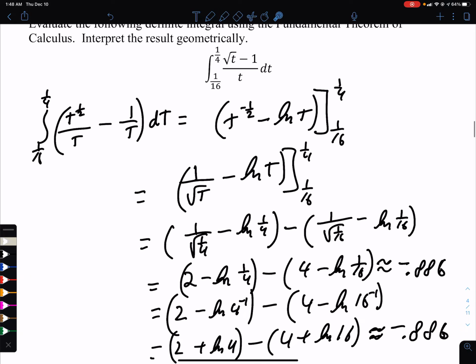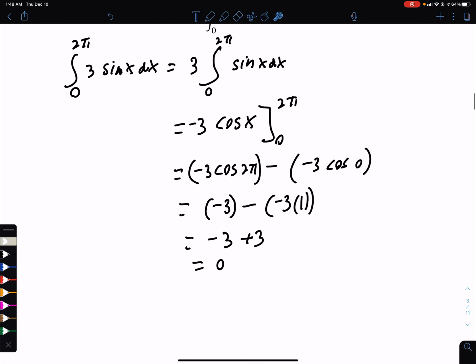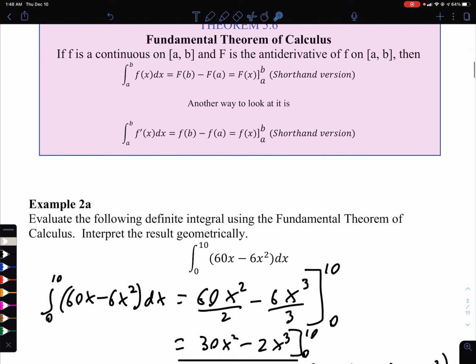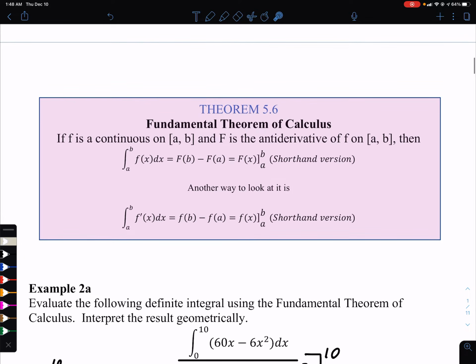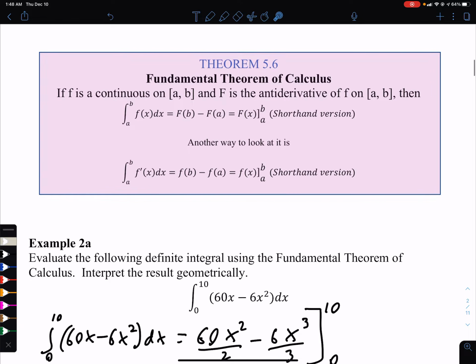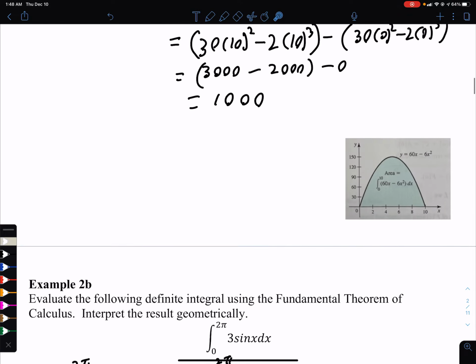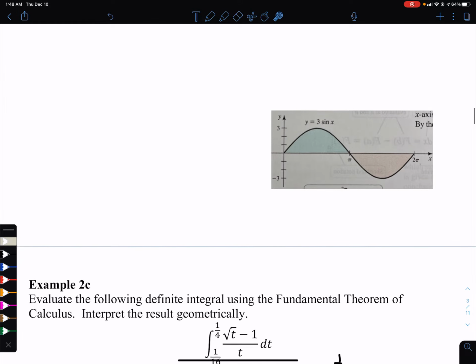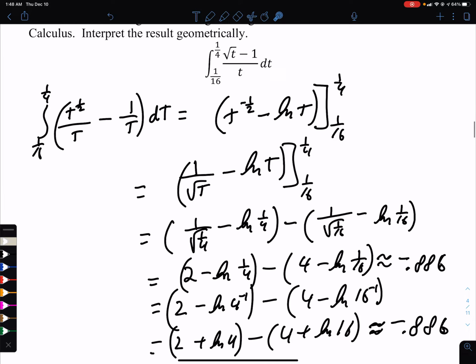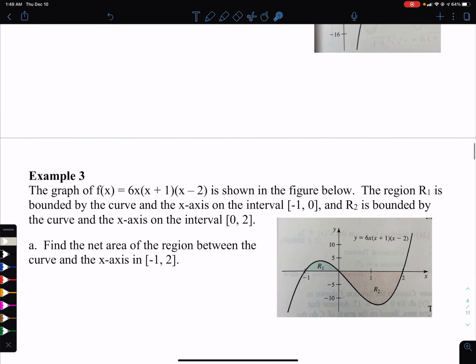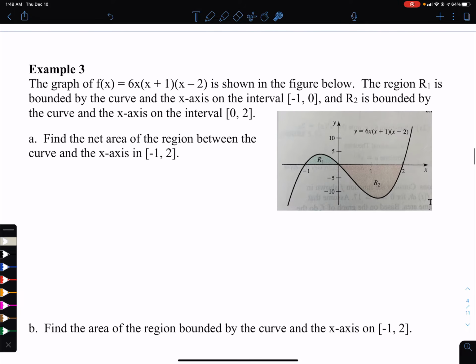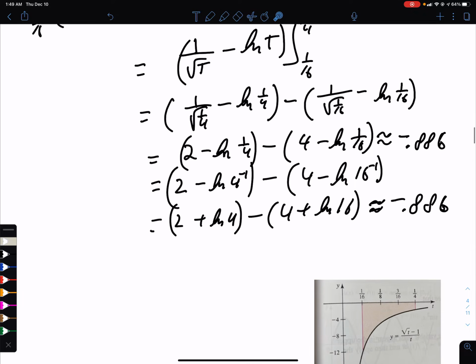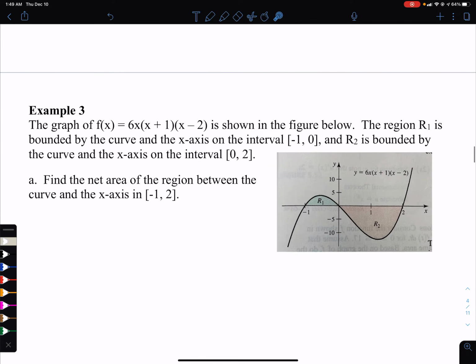All right? So those are examples of the fundamental theorem. We can find net area by using the fundamental theorem. We find the antiderivative, plug in the top number, plug in the bottom, then subtract. We're going to do some applications of this, and it's going to be very, very significant. We got another example here that we're going to do, example 3.